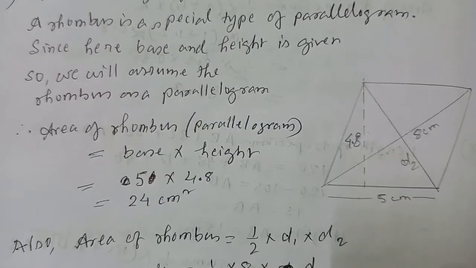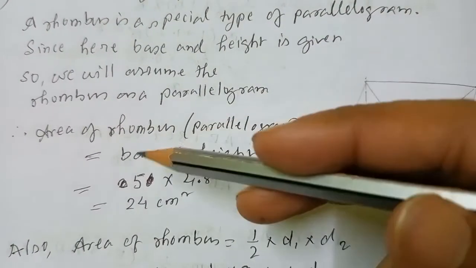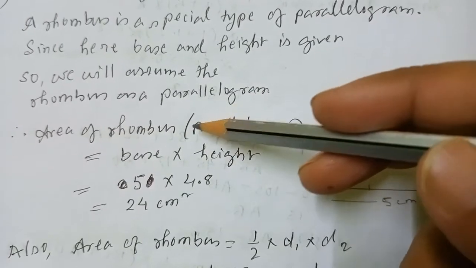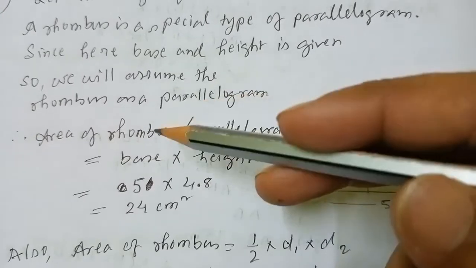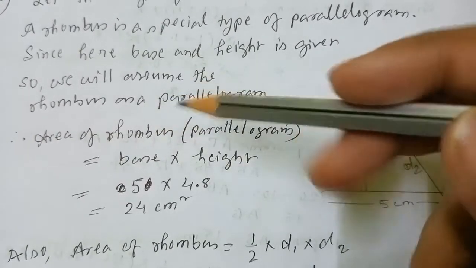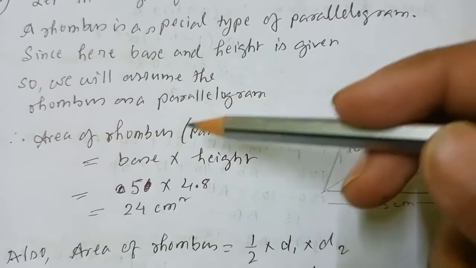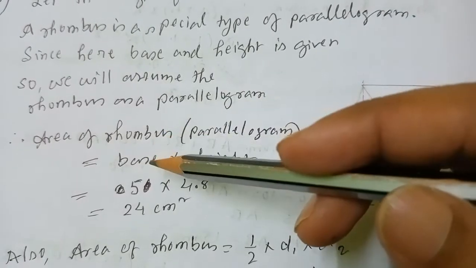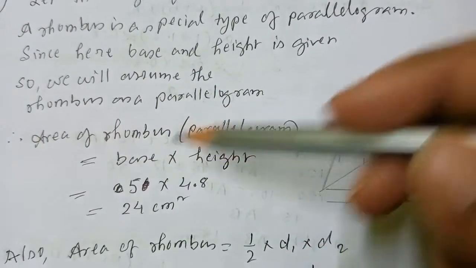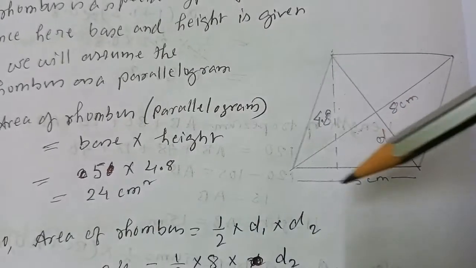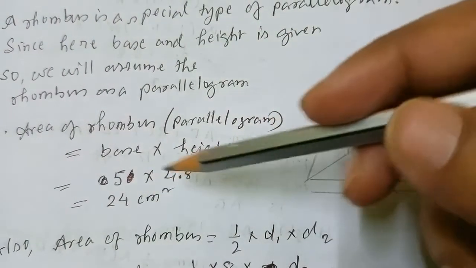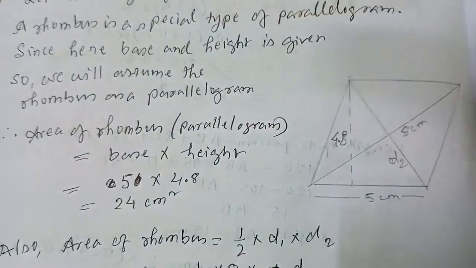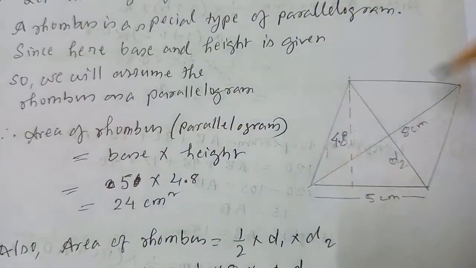So this area of rhombus and parallelogram will be equal. So area of rhombus, in bracket parallelogram, is what? Base into height. Actually rhombus area is half into d1 into d2. But here we are assuming this rhombus as parallelogram. So we will use the formula of parallelogram, base into height. So base is given 5. So here this is the base 5 centimeter and height is 4.8. So 5 into 4.8 is 24 centimeter square. So this is the area of the rhombus.